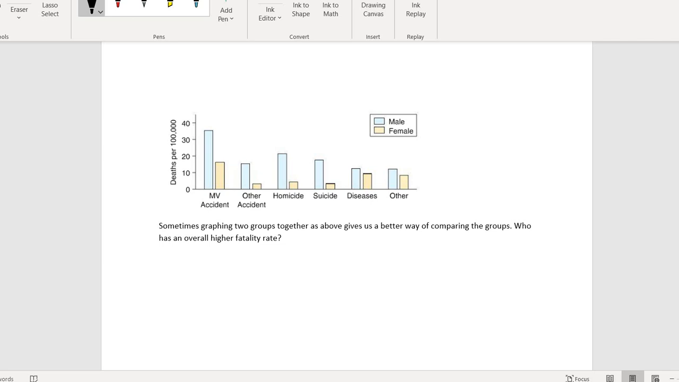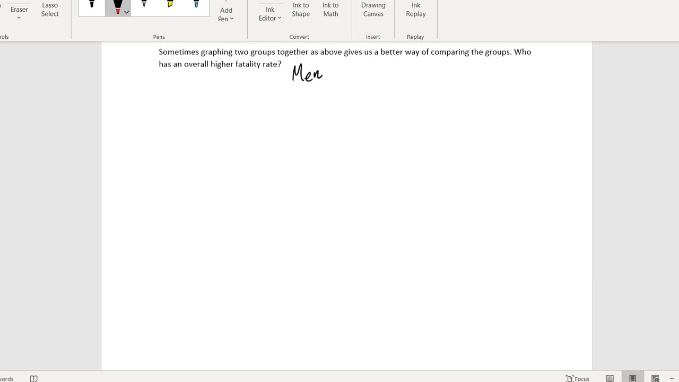So who has the overall higher fatality rate? Men. But we can also see that they have more similarities than we thought. About the same number die from diseases and other. So there are similar counts, even though their proportions when we looked above were different. All right.